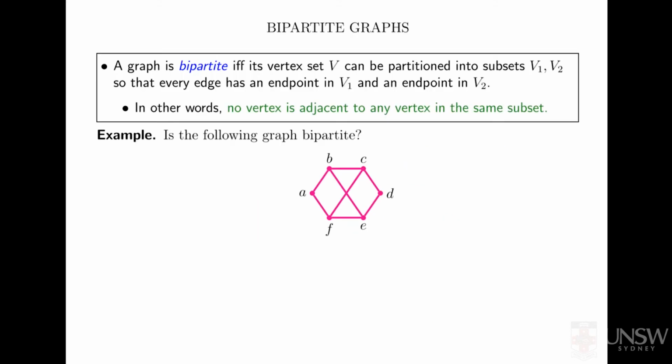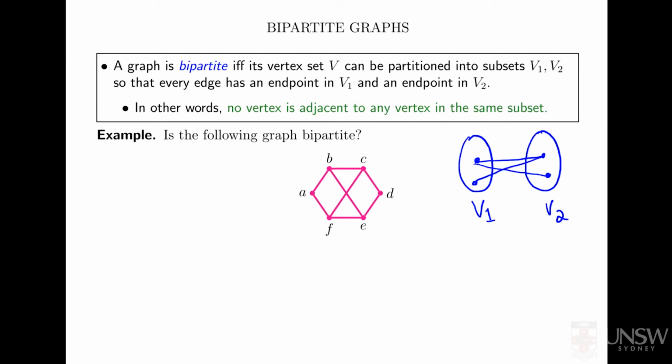Now, to introduce the next family of graphs, we need a new concept, which is the concept of a bipartite graph. We say a graph is bipartite if its vertex set can be partitioned into 2 subsets such that every edge has an endpoint in V1 and an endpoint in V2. So the vertices fall into 2 non-empty disjoint sets, which together give you all the vertices, and every edge has to go from one side to the other. There are no edges within V1 or within V2, they all go between V1 and V2.